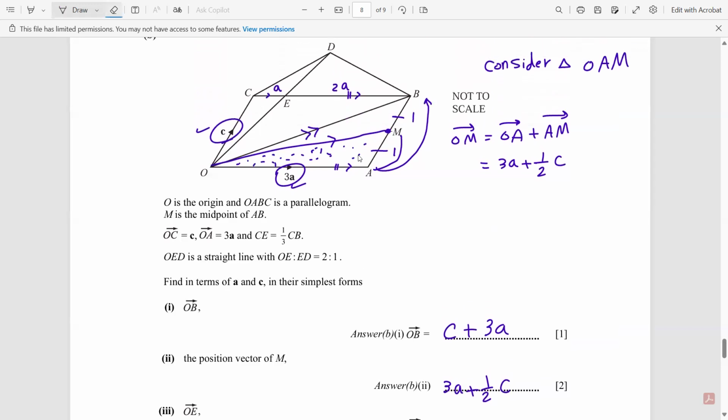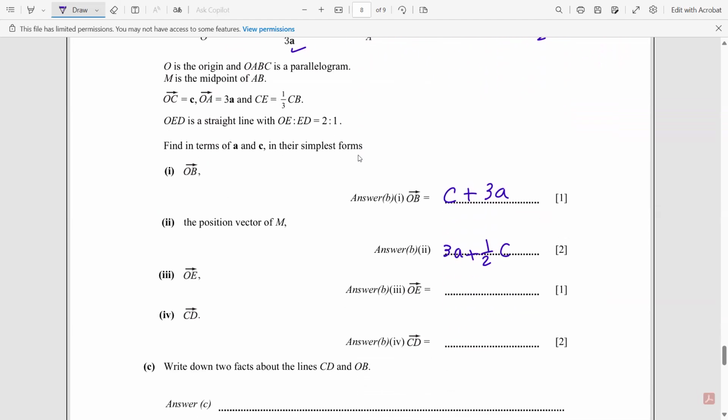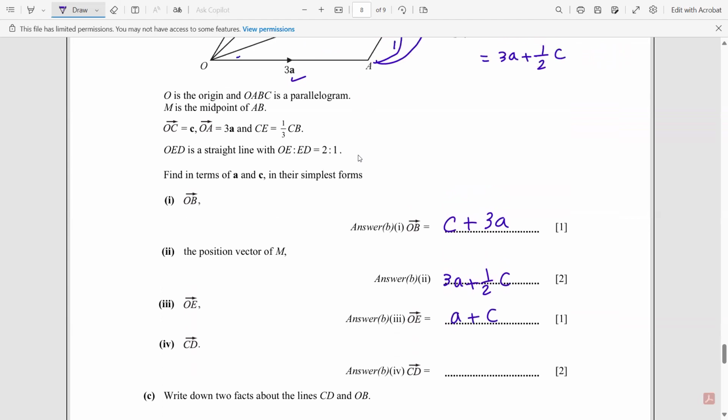And OE vector, where is the OE here? I can show it to you. OE, where is it? Yes, this vector OE. How can you find it? The vector OE, I wrote already this part is A, vector A. The vector OE, consider this triangle now. So the vector OE is simply C plus A. It's quite easy. C plus A, yes? C plus A or A plus C. This is the vector OE.